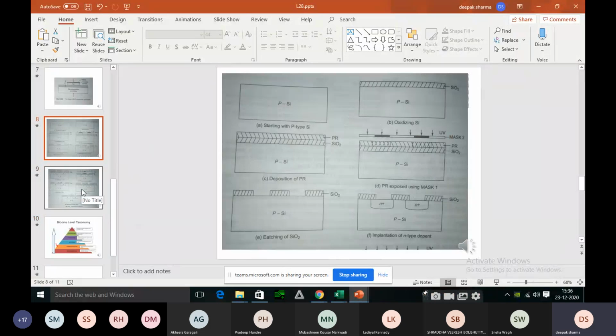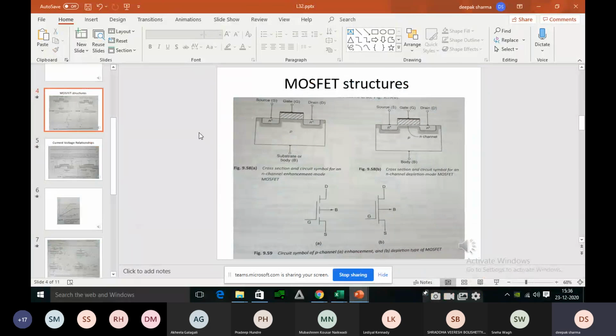Fabrication of the MOSFET. Whenever fabrication comes, there will be all these steps: oxidizing, photolithography, that is photoresist, masking, etching. All these steps come under the heading fabrication, right? Whenever fabrication is not asked, only construction and working is asked, then you have to go with this answer. Both are very important questions, especially the working of MOSFET, how the MOSFET works.